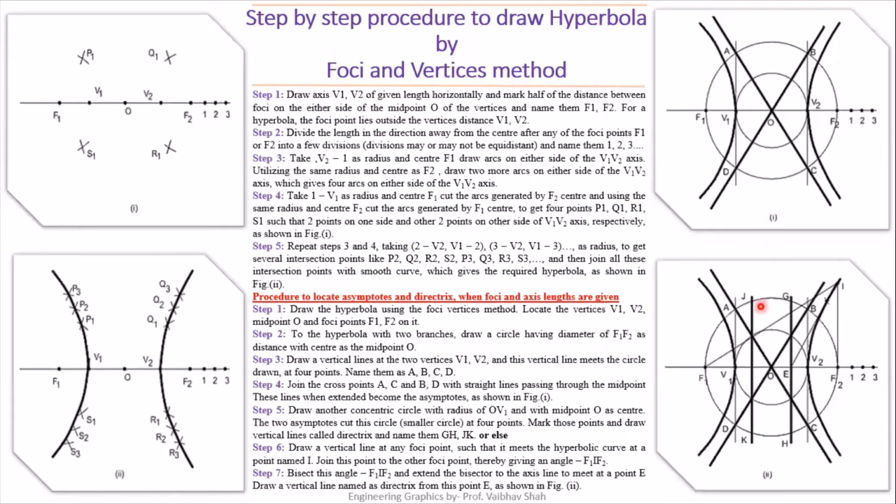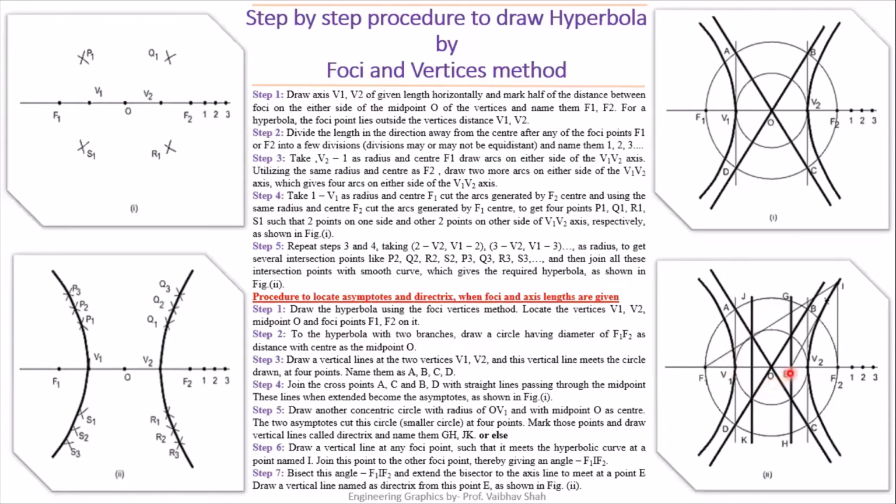Next, let us see the process of getting the directrix for this hyperbola. For that, let us look at figure number 2 on the bottom right corner. In figure number 2, we have to draw one more circle. This time, we take the radius OV1, meaning half the vertex distance, and draw the smaller circle.